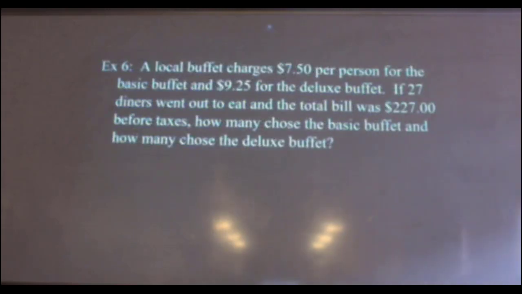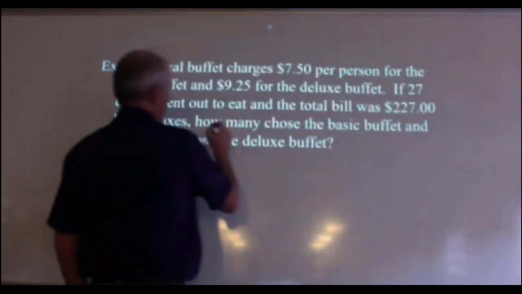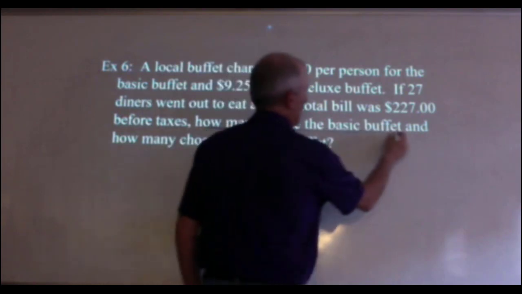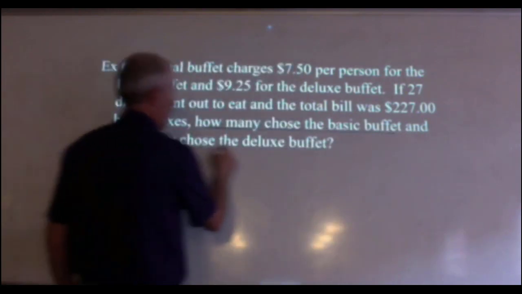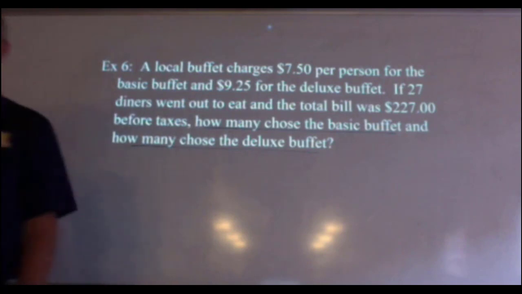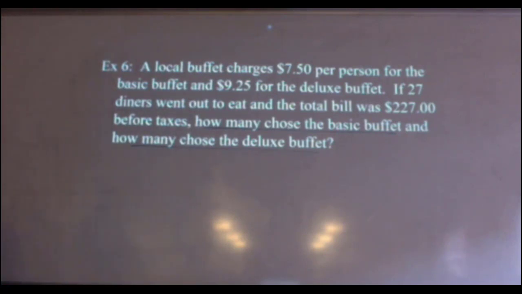So example 6 says a local buffet, and I don't remember if these are even on, they are on your paper? Okay, good. A local buffet charges $7.50 per person for the basic buffet, and $9.25 per person for the deluxe buffet. If 27 diners went out to eat and the total bill was $227 before taxes, how many chose the basic buffet and how many chose the deluxe buffet? So notice the two questions that get asked. How many chose the basic buffet and how many chose the deluxe buffet? That's what we're trying to answer.